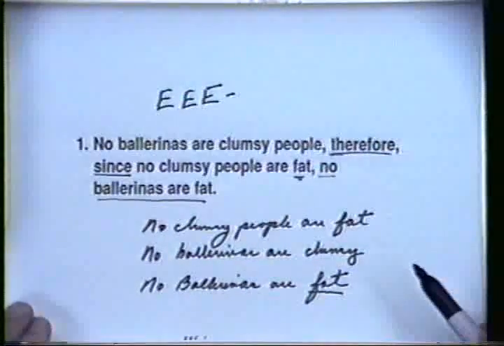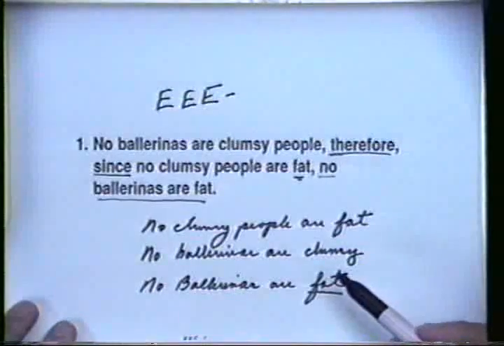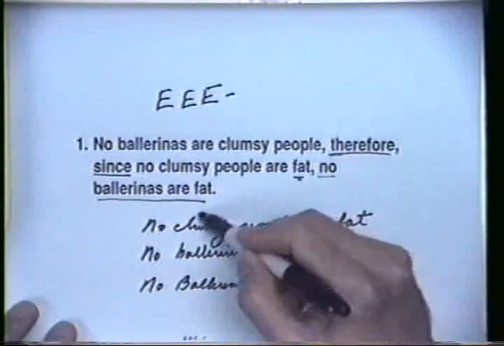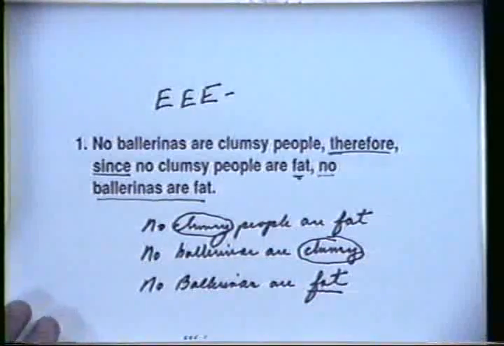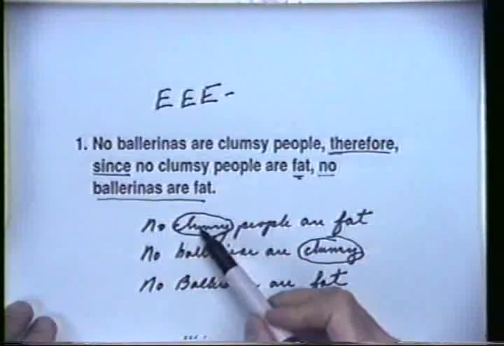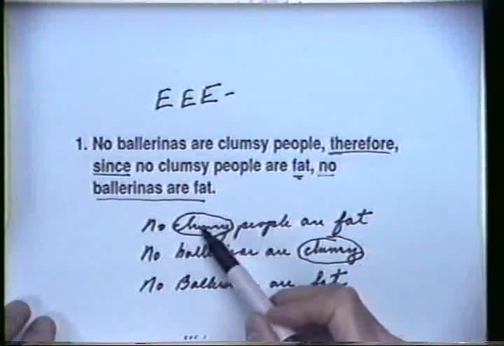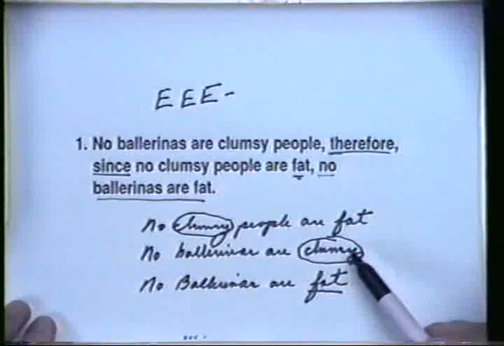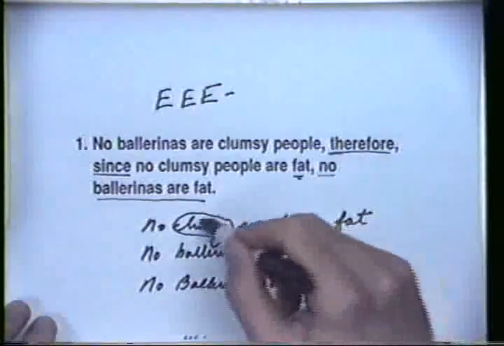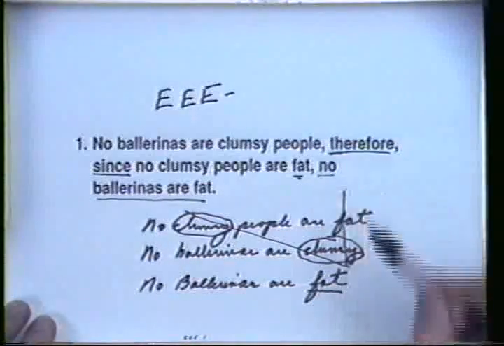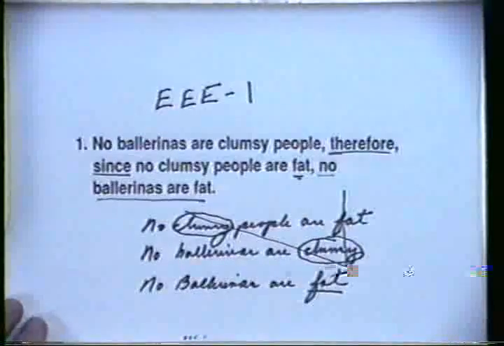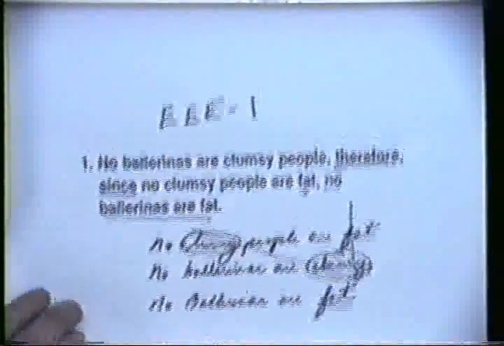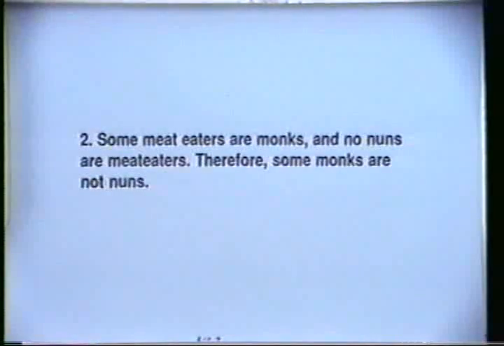And what's the figure now? Well, remember the figure is determined by the placement of the middle term, clumsy. And notice that the placement here is on the diagonal, with the first occurrence in the major premise being the subject place, and in the minor premise being in the predicate place. And that diagonal, remember, makes the first part of the shirt collar, and so this is figure 1. E, 1. Okay, not too hard. We'll do a couple more.